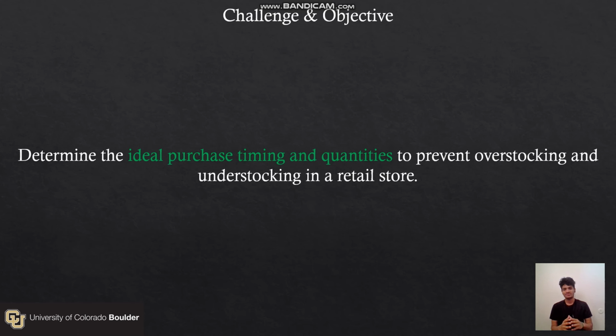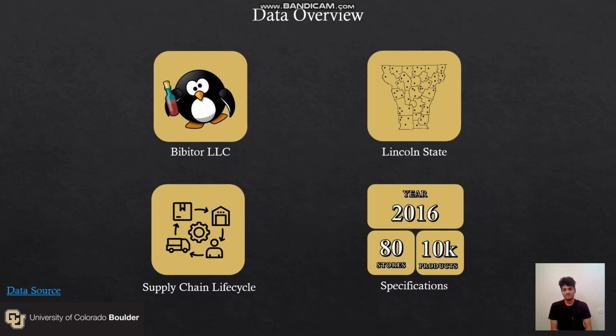So, the objective of this project is to determine the ideal purchase timing and quantities to prevent overstocking and understocking in a retail store. For this project, I've used the Bibitter LLC dataset. Bibitter is a wine and liquor company, has stores all across a fictional state called Lincoln. Now, this dataset is a complete one covering the entire supply chain life cycle.